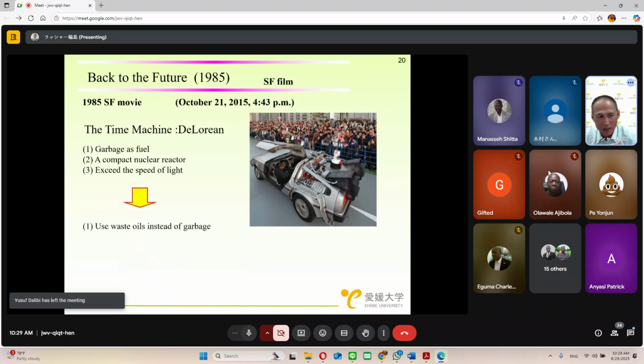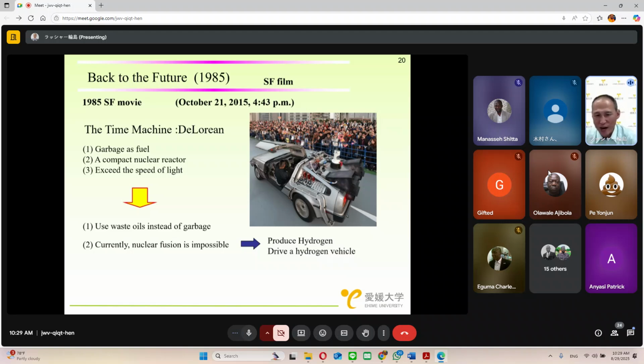So we tried to make this DeLorean. First, we used waste oil instead of garbage. Second, since nuclear fusion is currently impossible, we produce hydrogen and drive a hydrogen vehicle. So we use a microwave oven, capture the hydrogen, and try a hydrogen combustion vehicle.